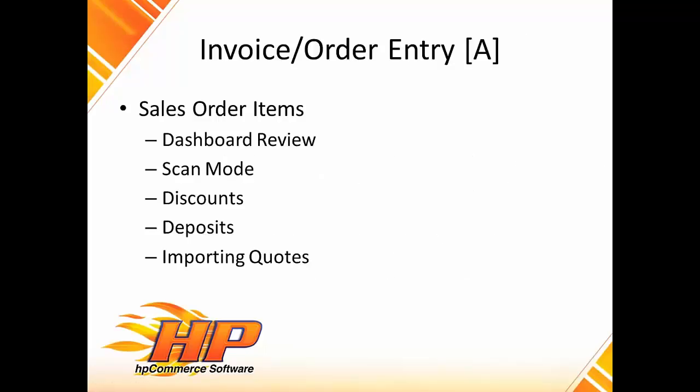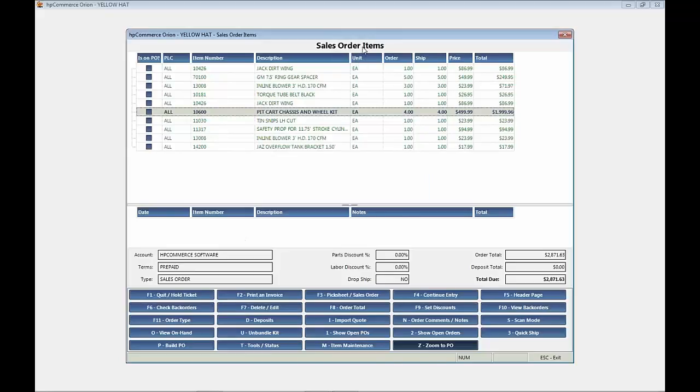Let's finish up by reviewing the dashboard. On the order item screen, we talked about scan mode, and I want to talk about discounts, deposits, and importing quotes. On the sales order item screen, we have a really busy and very powerful dashboard. I want to touch on a few of these items here, and then if anyone wants to know anything about any of these other dashboard functions, please ask a question or raise your hand and we'll cover them.